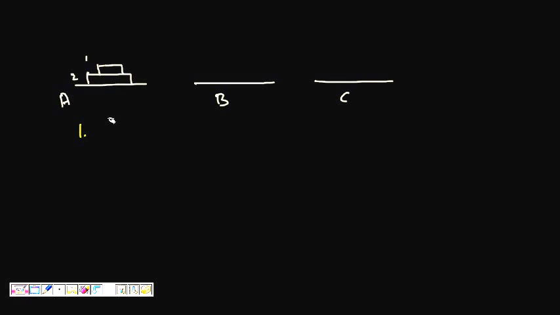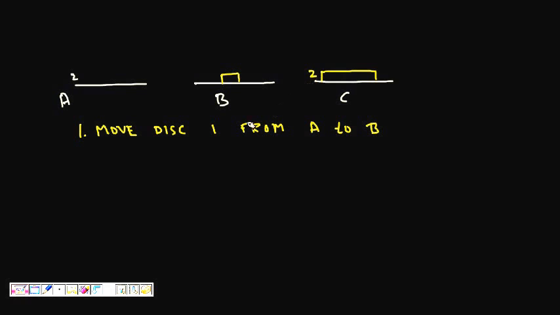So first I will say that, okay, move disk 1 from A to B, okay. So we will do that. So 1 is removed from here and we keep it on B, okay. So then what happens, now A is here, so now we move disk 2 from A to C. So disk 2 comes here.